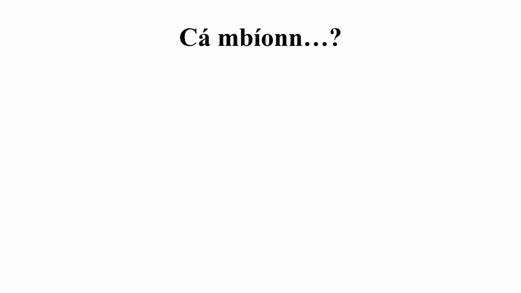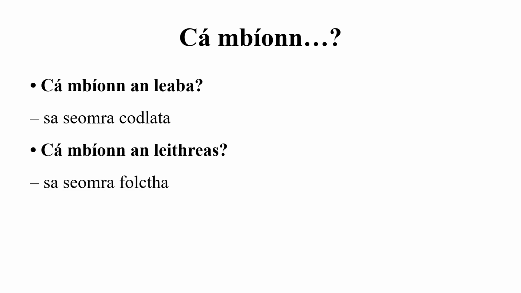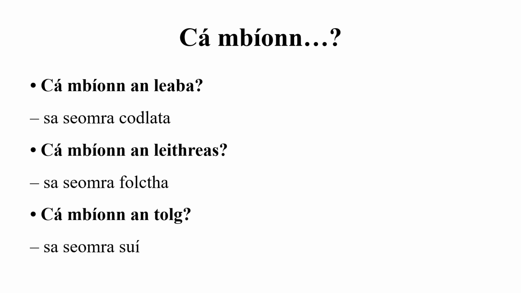Cá mbíonn, where does? Cá mbíonn an leaba? Where does the bed be? As in, what room is the bed in? Where is the bed? Cá mbíonn an leaba? Sa seomra codlata. Cá mbíonn an leithreas? Where is the toilet? Sa seomra folctha. Cá mbíonn an tolg? Where is the sofa? Sa seomra suí. So repeat after me. Cá mbíonn an leaba? Cá mbíonn an leithreas? Cá mbíonn an tolg?